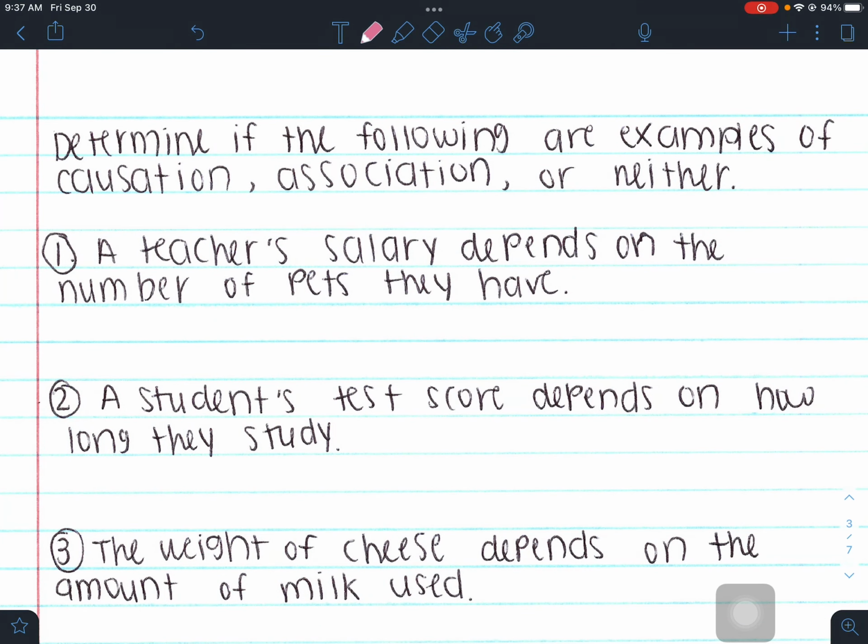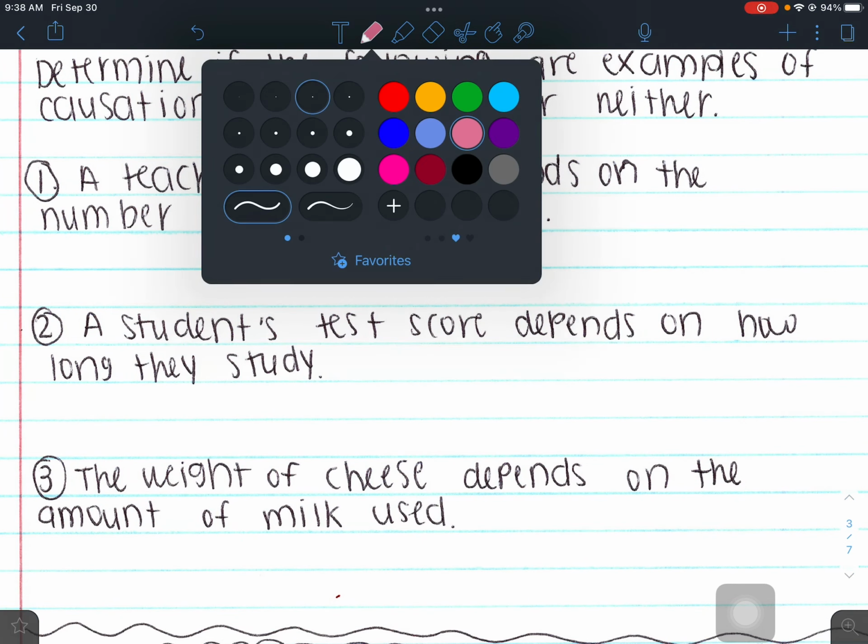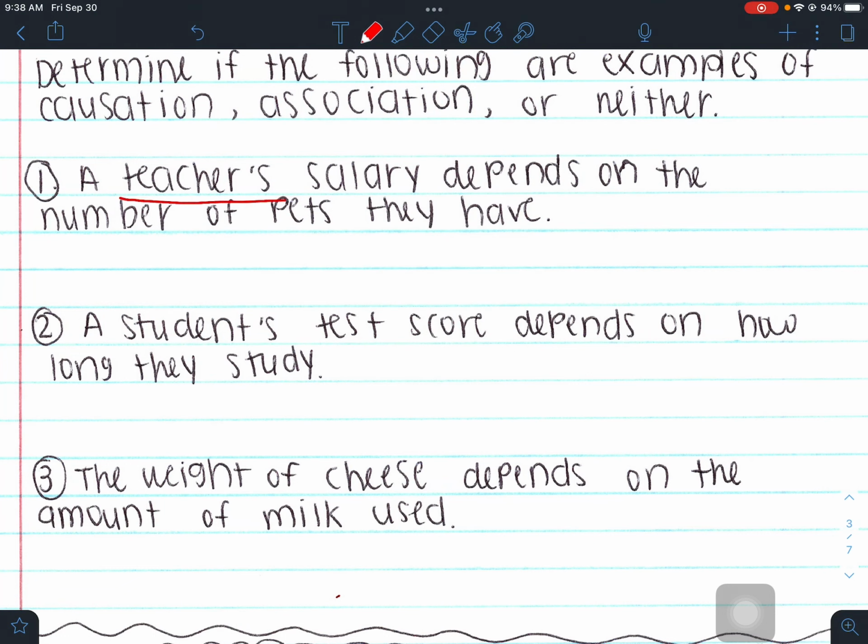All right, so let's go ahead and do some examples here. Determine if the following examples are causation, association, or neither, and sometimes maybe both. Number one, a teacher's salary depends on the number of pets they have. Well, we're talking about a teacher's salary, how much money that person makes at school, and the number of pets that they own. Well, if we look at these two things, are they really related? Does it matter? Does it affect that? And no, it doesn't. So this would be a situation where we have neither.